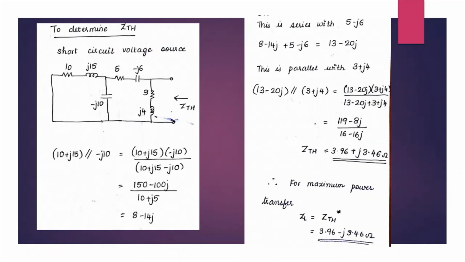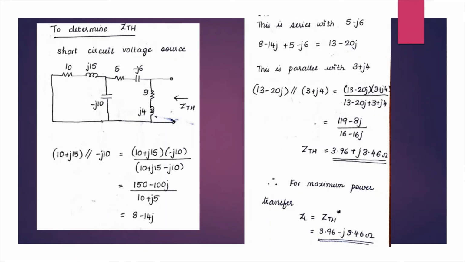Next step is to find out the Thevenin's impedance, and this can be found out by short circuiting the voltage source. So ZTH is actually the value that is got from the right hand side. So here 10 and j15 are in series, which is parallel with minus j10. So you'll get the answer 8 minus j14. This is in series with 5 minus j6, and that value is finally parallel with 3 plus j4. So finally you will get ZTH is equal to 3.96 plus j3.46 ohm.